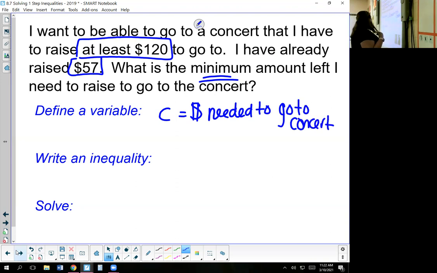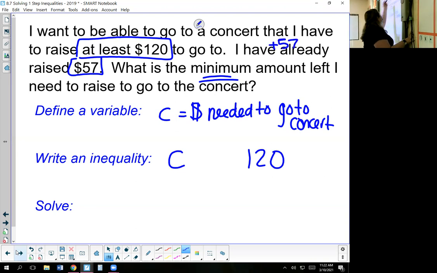Okay. So what do I know I need altogether? I need 120 bucks. Okay, let me see. I already have raised $57. So that means I already have $57 in my account. So whatever I have plus 57, I need to have at least 120.